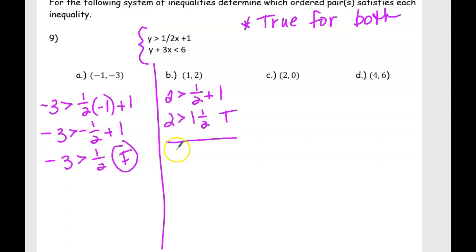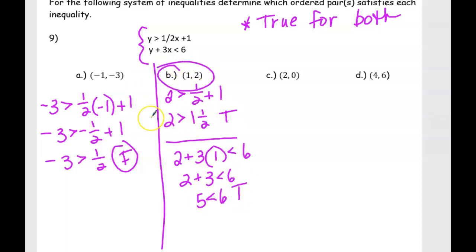My y plus 3x, so I'm going to say my y is 2, plus 3 times my x is 1. Is that less than 6? 2 plus 3, is that less than 6? 5 is less than 6, that's true. So we know right now the ordered pair would satisfy this system. Okay, so this is a true.